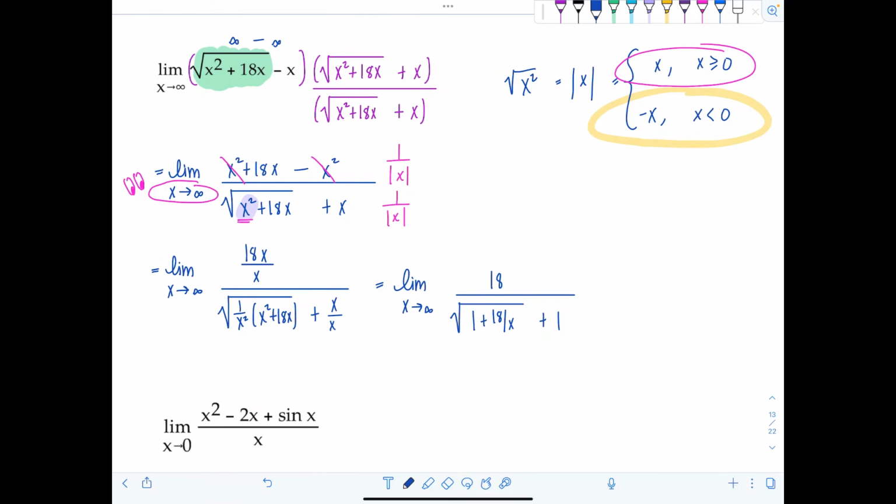Okay, so let's see. As x approaches infinity, 18 over x is going to go to 0. And then all we're left with here is 18 over the square root of 1 plus 0. So that's 1 plus 1, 18 over 2, which is 9. Very good. How'd you like that one?